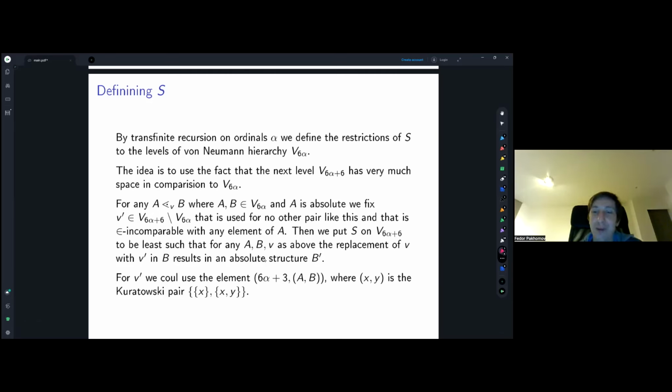And then when we fix this v prime, what we could do is simply interpret it in a minimal possible way to do what we want. So we have all these structures B primes, and we want S to be interpreted. The B primes have domains that are subsets of V6 alpha plus 6, and so we're simply interpreting S on these restrictions as interpreting the structures B prime. And everything outside we simply put not S of x, y, z, right?